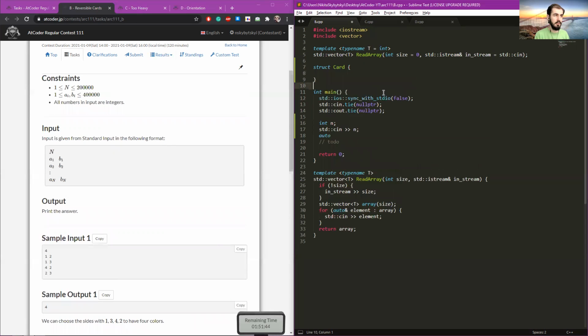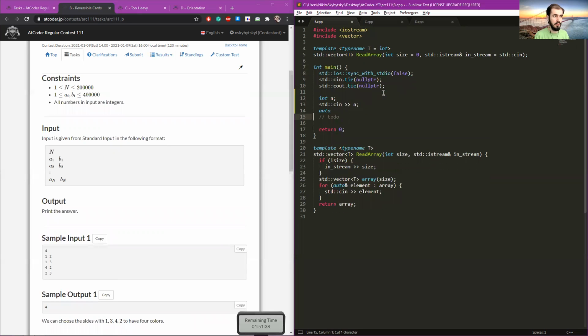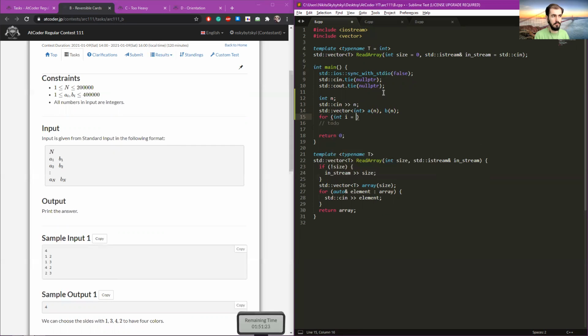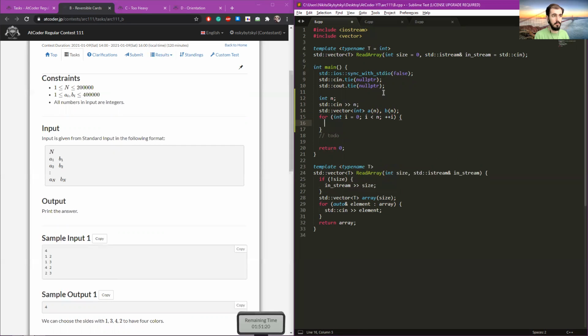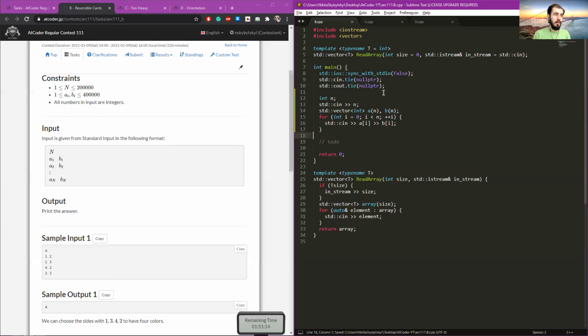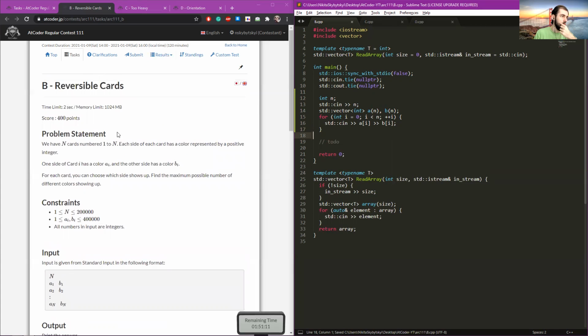I don't know, let's just write some inputs. Or actually, no. I would like to use my templates, but it's okay if we don't use them and we write faster code as a result. And colors can be bigger than n. Okay.